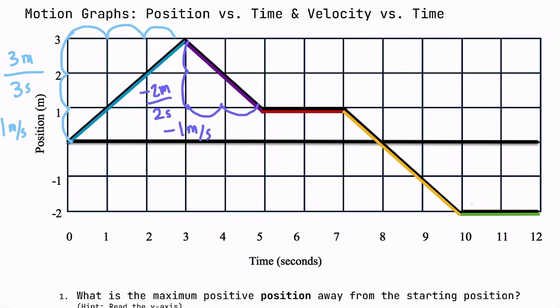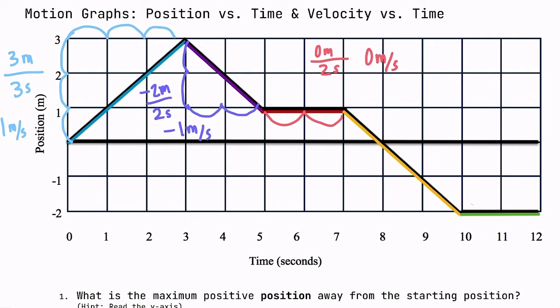The next segment, we do the same thing, but it might seem a little odd because when we try to run, it's like, well, it doesn't go up or down. And so our rise is going to be 0 meters, and our run is 2 seconds, but that reduces to 0 meters per second.